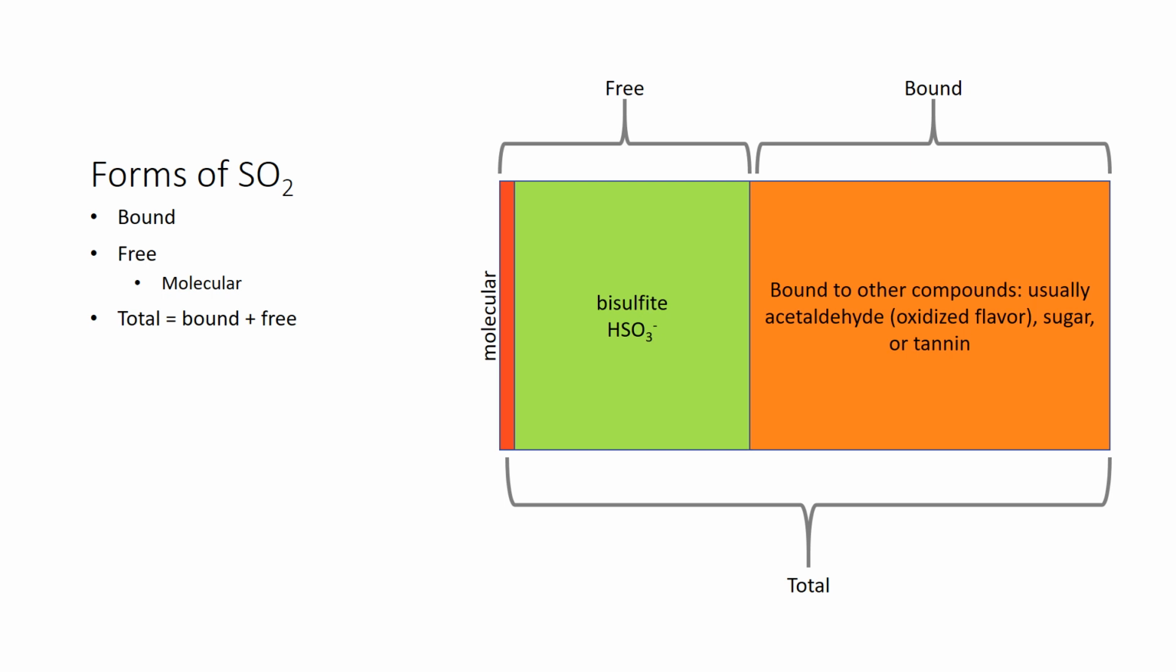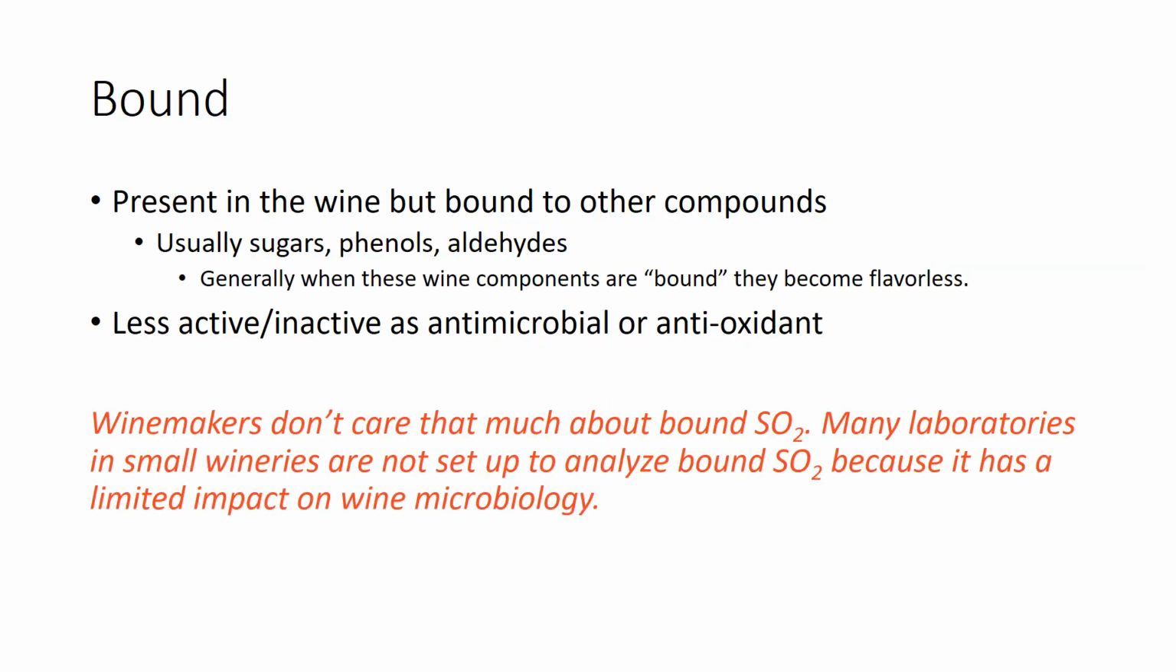A portion of that sulfur dioxide is going to be free in the wine, and a portion of that free SO2, actually a very large portion of it, is in a form called bisulfite, and we're going to talk a little bit about that in a second. A very small portion of that free goes into a very powerful form called molecular. And altogether, all of the sulfur dioxide that you added adds up to the total sulfur dioxide, the total amount that you added.